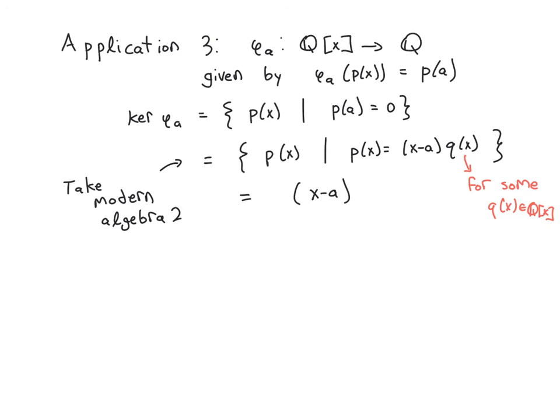And so I had mentioned earlier when we first discussed this example that I was going to show you the better description. Now that we've discussed principal ideals, you can see, well, you're just looking at multiples of this linear factor times other polynomials. So it turns out this kernel is really just the principal ideal generated by the linear polynomial x minus a.